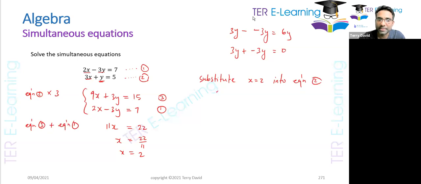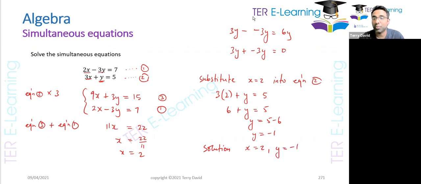So therefore, that's going to be 3 multiplied by 2, that's 3x, plus y is equal to 5. So therefore 6 plus y is equal to 5. And therefore y is equal to 5 minus 6. So y is equal to minus 1, right? So therefore my solution will be x equal to 2, comma, y is equal to minus 1, right?